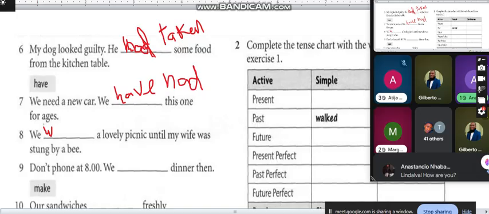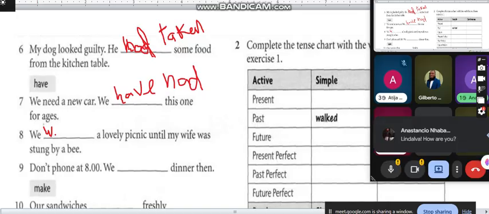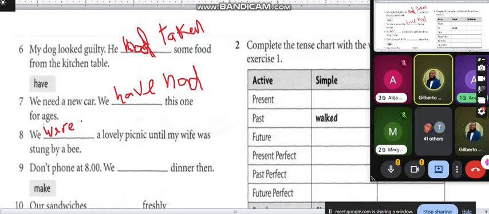Okay, so yeah, the answer should be past continuous tense. We were having a lovely picnic until my wife was stung by a bee. Until this action interrupted the previous action that was happening in a progressive form. That's the correct answer.